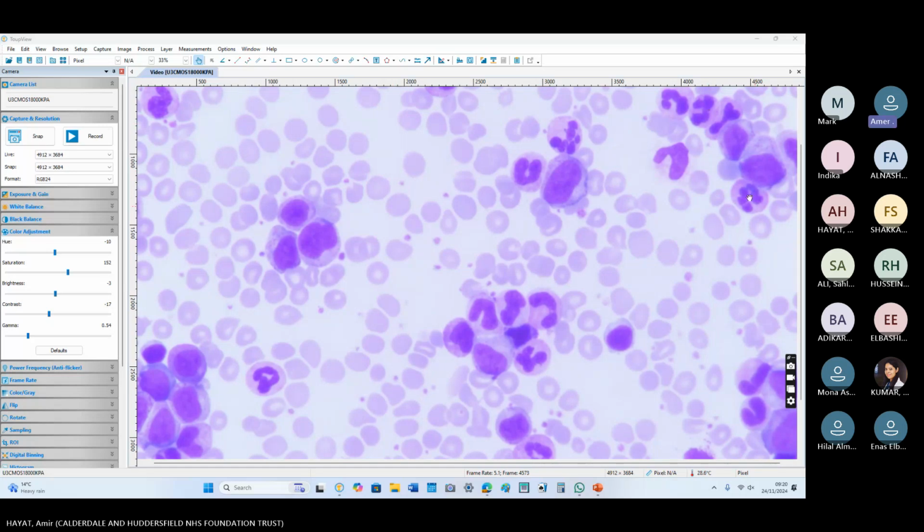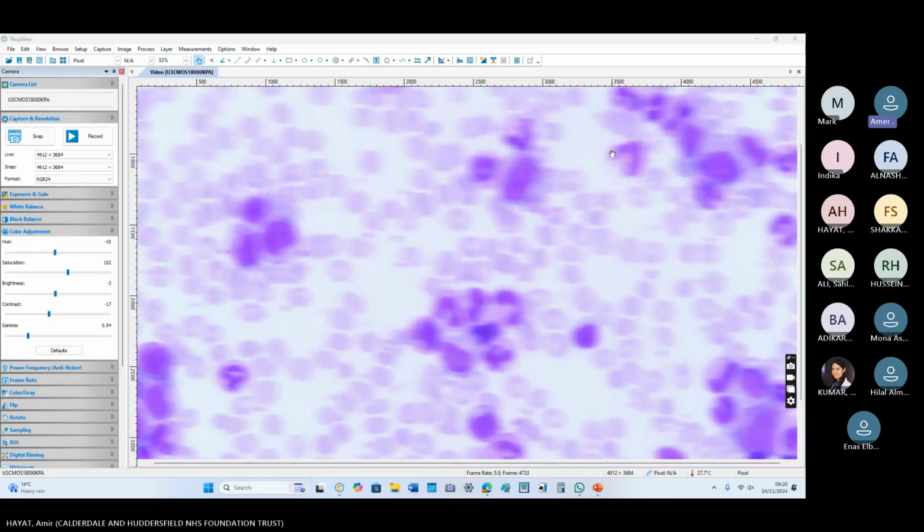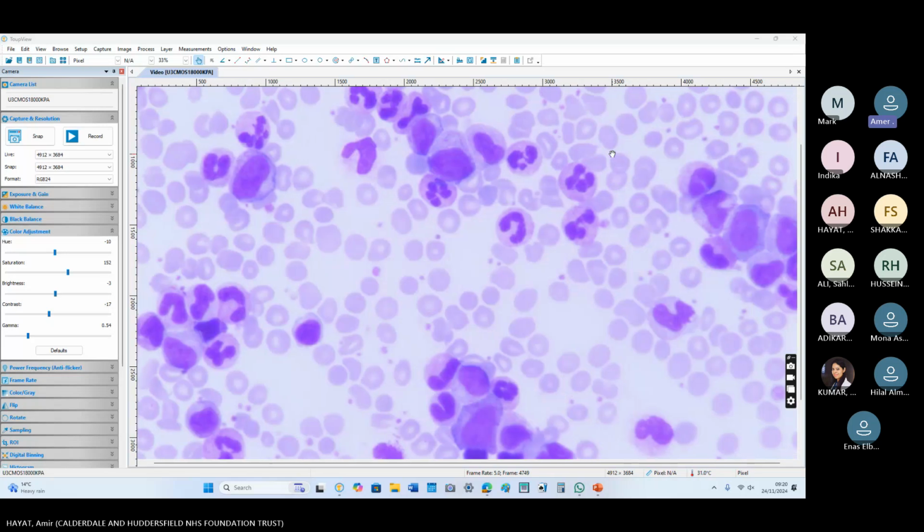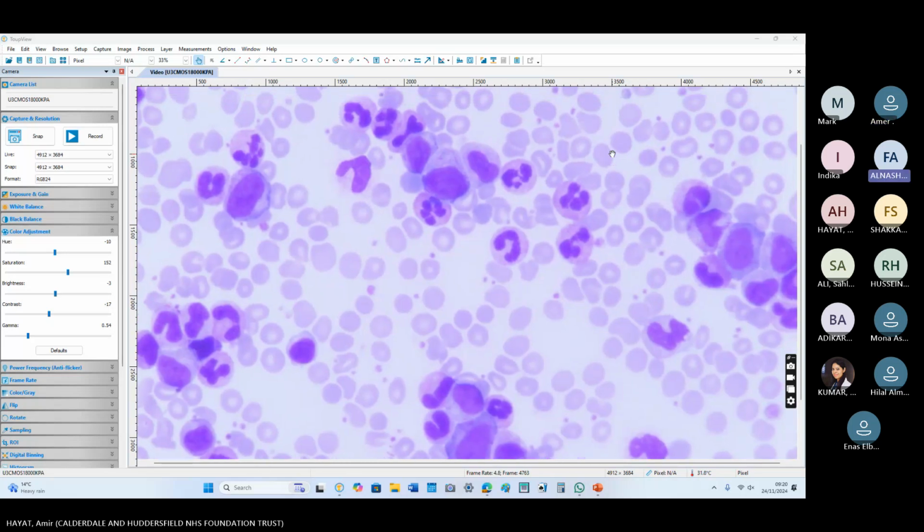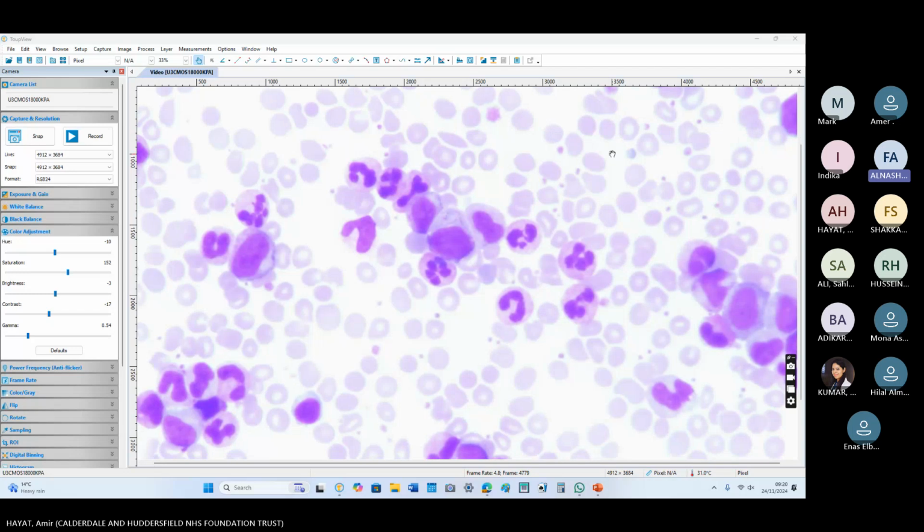So this one is a neutrophil. This is a band form. This is a myelocyte. There is a dip here, so it can be a metamyelocyte. This one is a myelocyte. This big one is a promyelocyte, and we have yet to see a blast. There's a blast down here, I think, in this field.